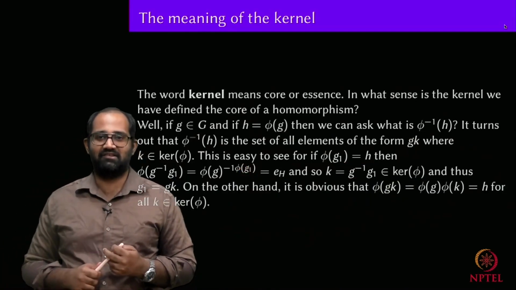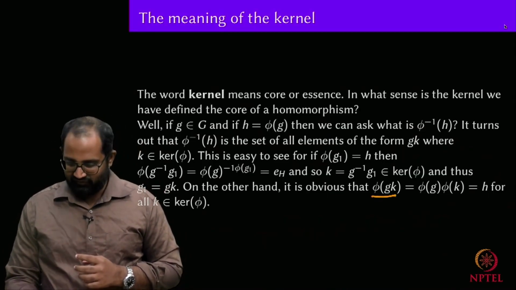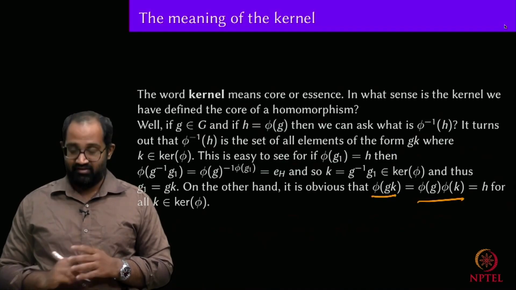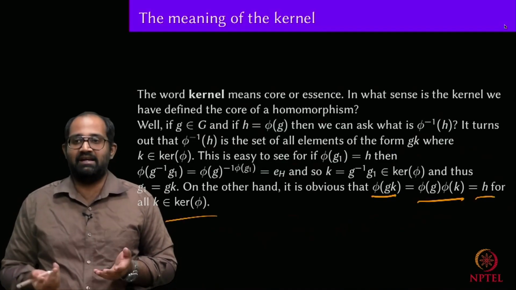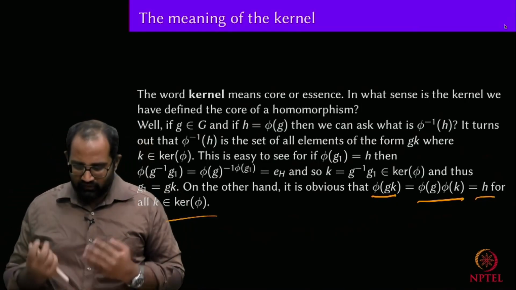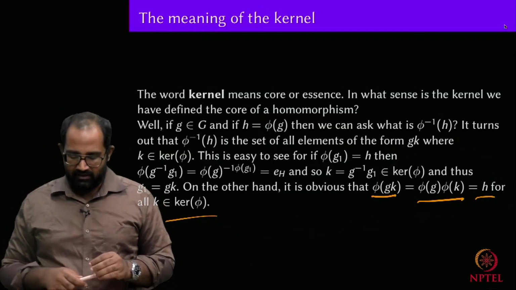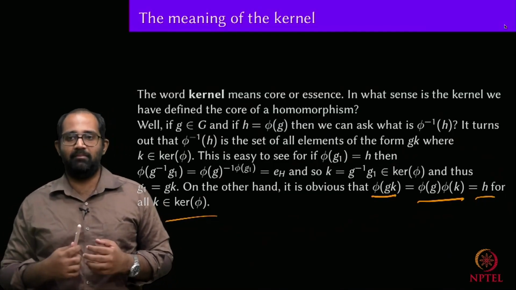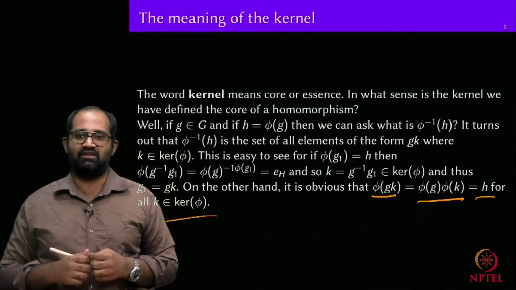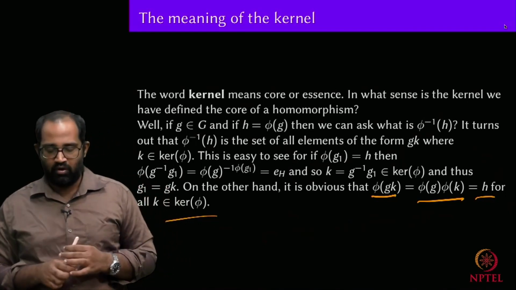What about the other side? The other side is extremely obvious. If you take phi of gk, then that is just phi of g times phi of k, which is h, because phi of k is just the identity, it is just e. Okay. So, if you know the kernel, you can determine all the possible elements that get mapped to the same element h. So, in that sense, the kernel is the core of the homomorphism.